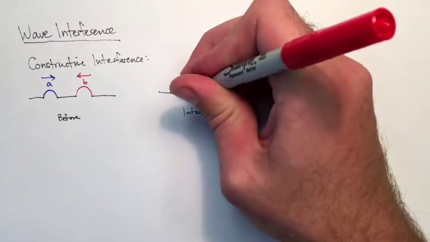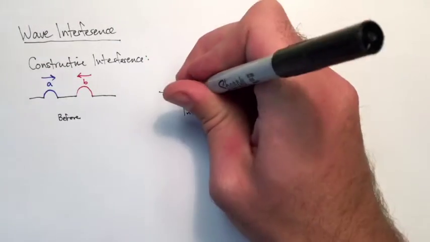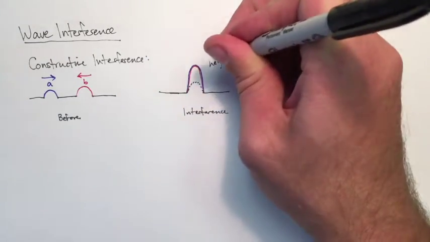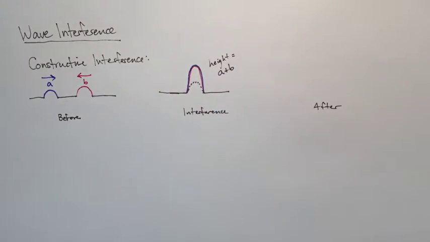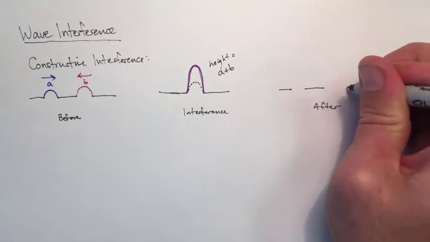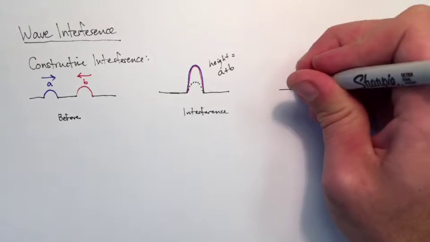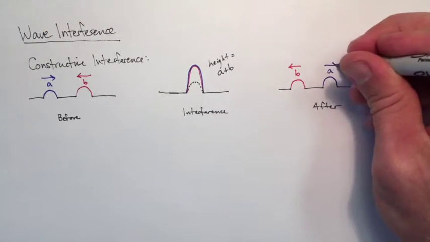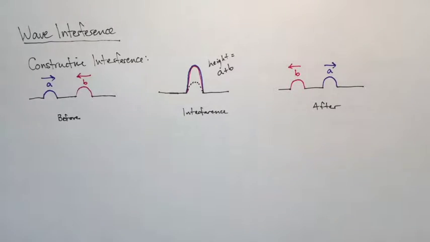We're going to get a larger wave. In fact, the height of this larger wave when they interfere would be the height of A plus the height of B. As they continue on, they pass through one another. B will continue on to the left, A will continue on to the right at their original amplitudes.